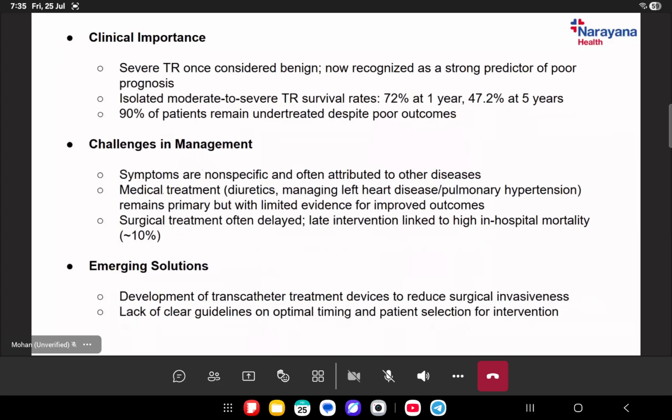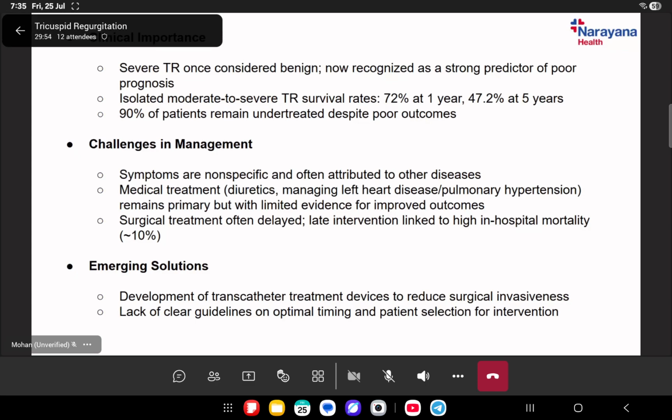But the clinical importance is that severe TR, once considered benign, is now recognized as a strong predictor of poor prognosis. In isolated moderate to severe TR, survival rates are only 72% at 1 year and 47% at 5 years. 90% of the patients remain undertreated despite poor outcomes.